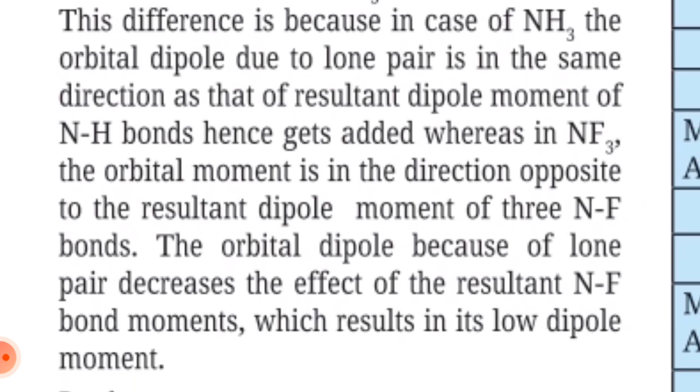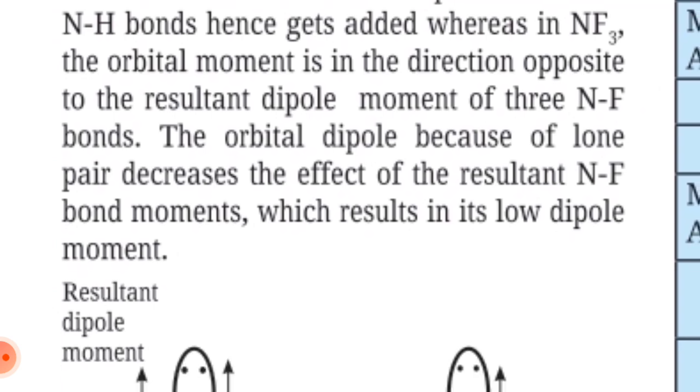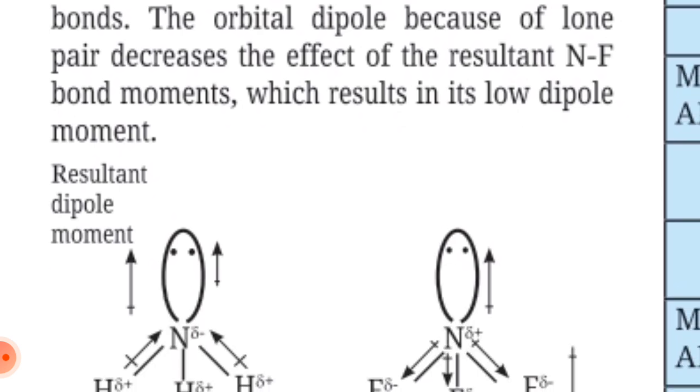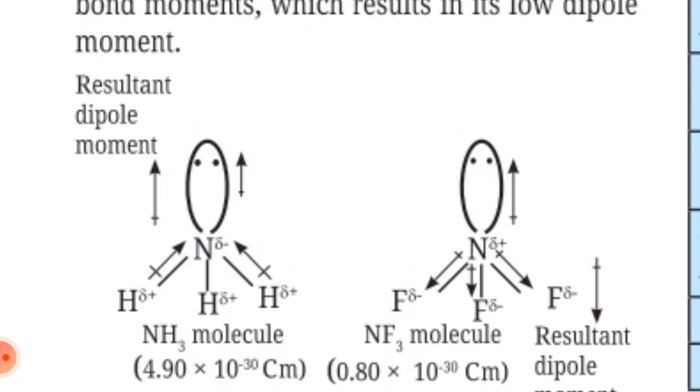This difference is explained as follows. In case of ammonia, the orbital dipole due to the lone pair is in the same direction as that of the resultant dipole moment of the NH bonds, hence they get added, whereas in nitrogen trifluoride the orbital moment is in the direction opposite to the resultant dipole moment of the three NF bonds. The orbital dipole, because of the lone pair, decreases the effect of the resultant NF bond moment, which results in its low dipole moment.